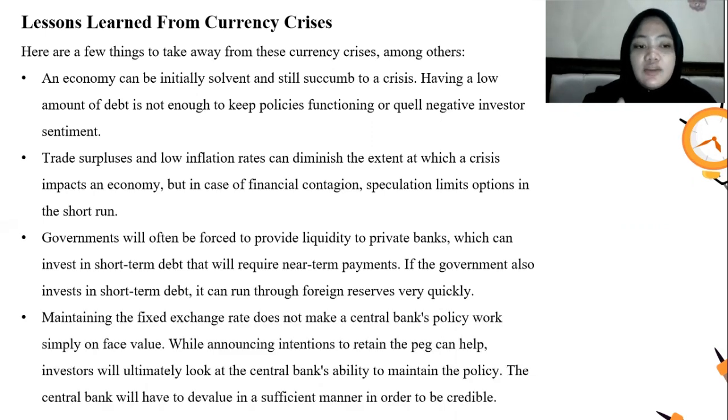And then the last one is maintaining a fixed exchange rate does not make a central bank policy work simply on face value. While announcing intention to retain the peg can help, investors will ultimately look at the central bank's ability to maintain the policy. The central bank will have to devalue in a sufficient manner in order to be credible.